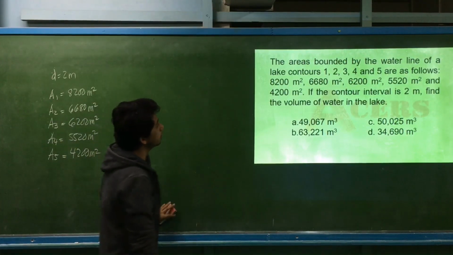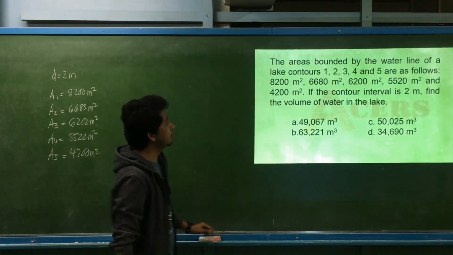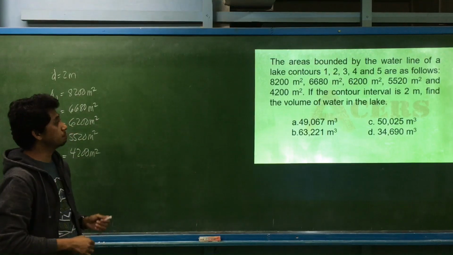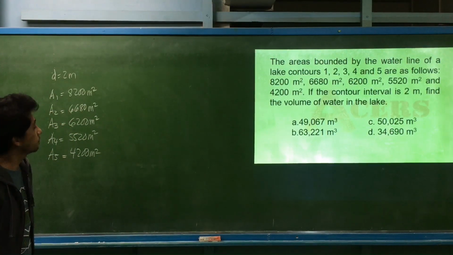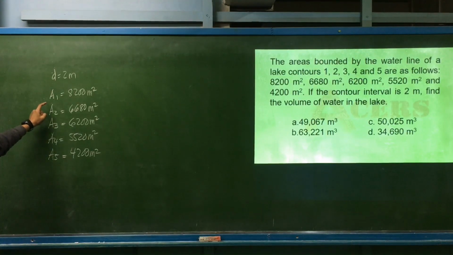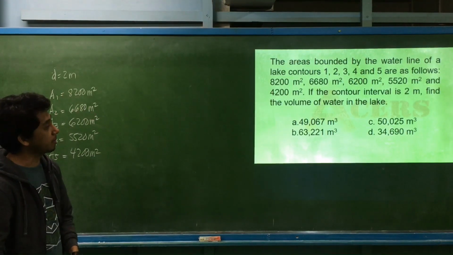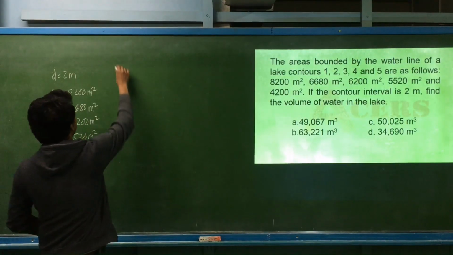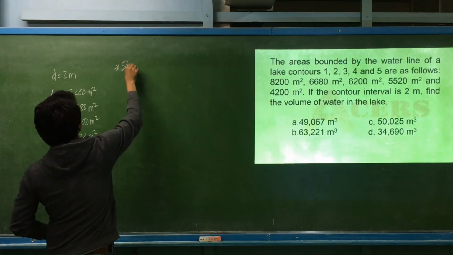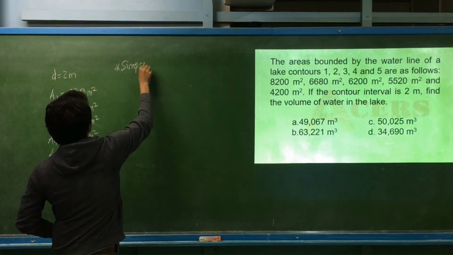So this is for a hydrographic survey. The areas bounded by the waterline of a lake and contours 1, 2, 3, 4, and 5 are as follows: 8,200, 6,680, 6,200, 5,520, and 4,200. If the contour interval is 2 meters, find the volume of the water in the lake. So pwede natin gamitin dito yung Simpson's 1/3 rule.